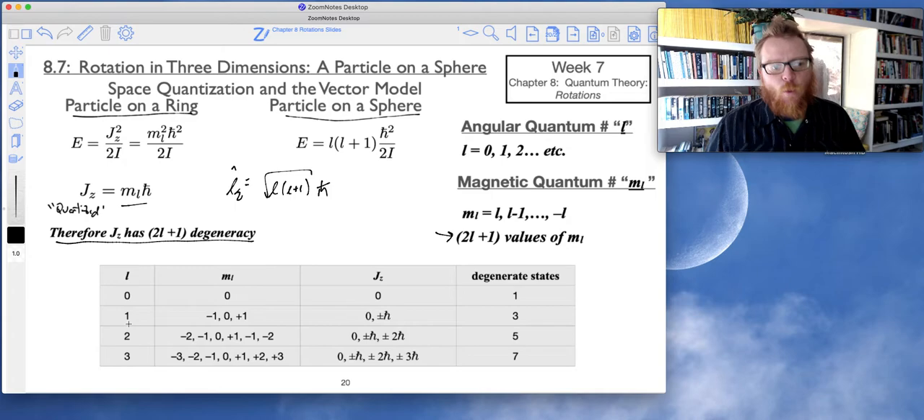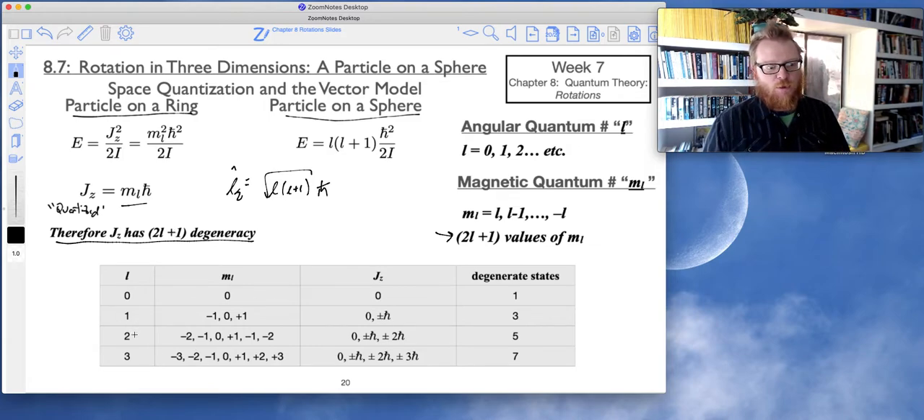What if L is equal to 1? Well, then we know ml is -1, 0, +1. And so that means JZ can take on values of 0 or plus or minus h bar. Okay? And so the number of degenerate JZ states is 3. And we get 3 because if L is 1, 2 times 1 plus 1 is 3. Okay? And then so on.